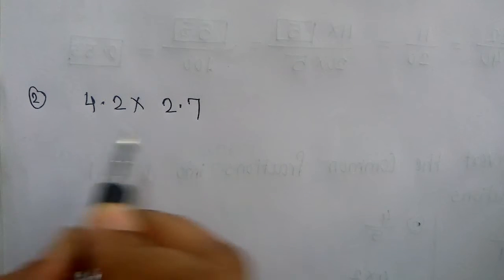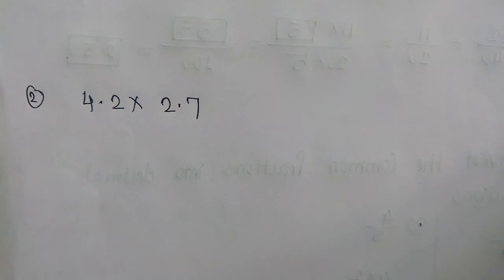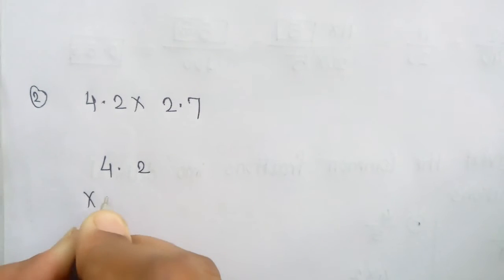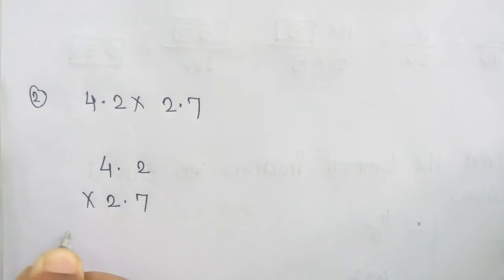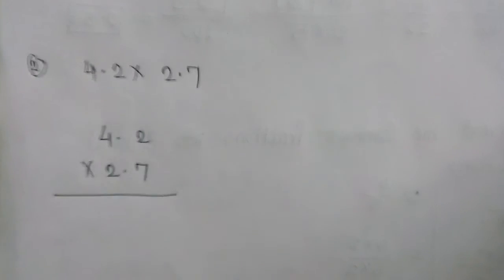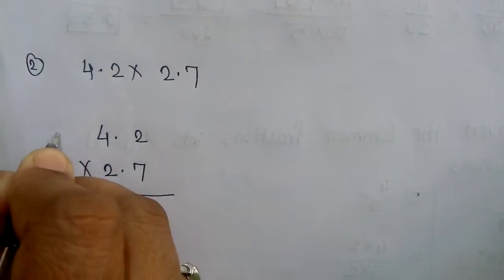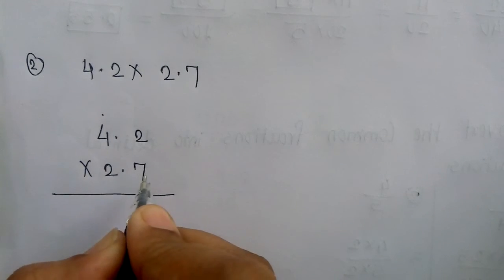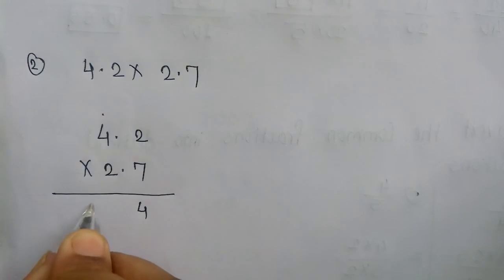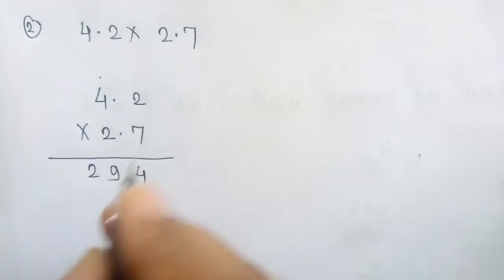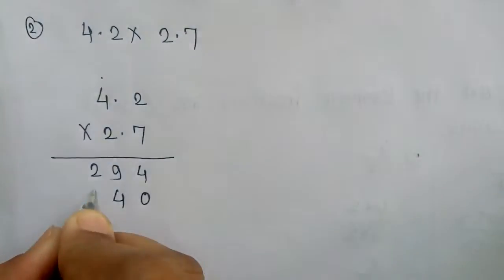If we see this second example, it will be clear again. See here, 4.2 multiplied by 2.7. Usually how we are multiplying, same way we will multiply, 2 digit by 2 digit. First we will multiply by 7. 7 2s are 14, 1 carry. 7 4s are 28 plus 1, 29. Here we will give a 0. Then we will multiply by 2. 2 2s are 4 and 2 4s are 8.